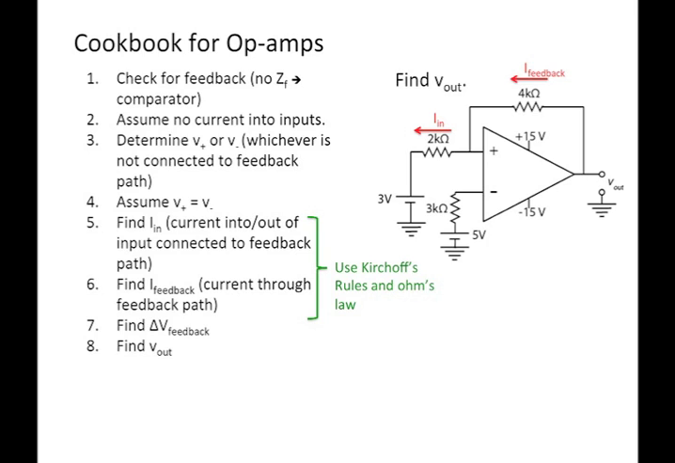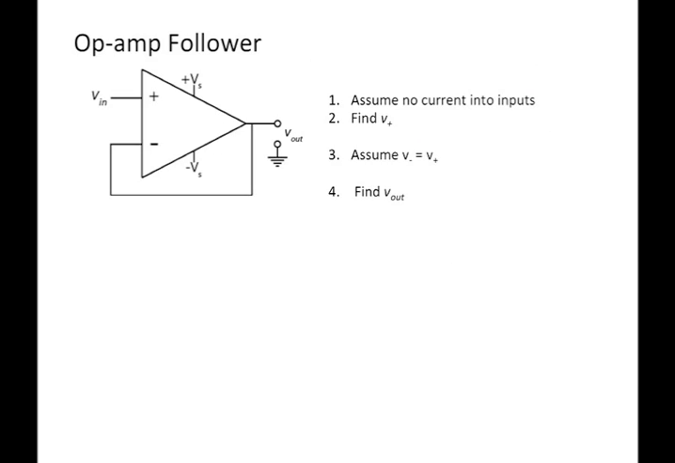Let's look at an example. The first example has a name. It's called the op amp follower. So we're going to apply our cookbook rules. Is there feedback? Yes, there's a feedback connection. The output is connected to the inverting input. So we're going to follow our cookbook.